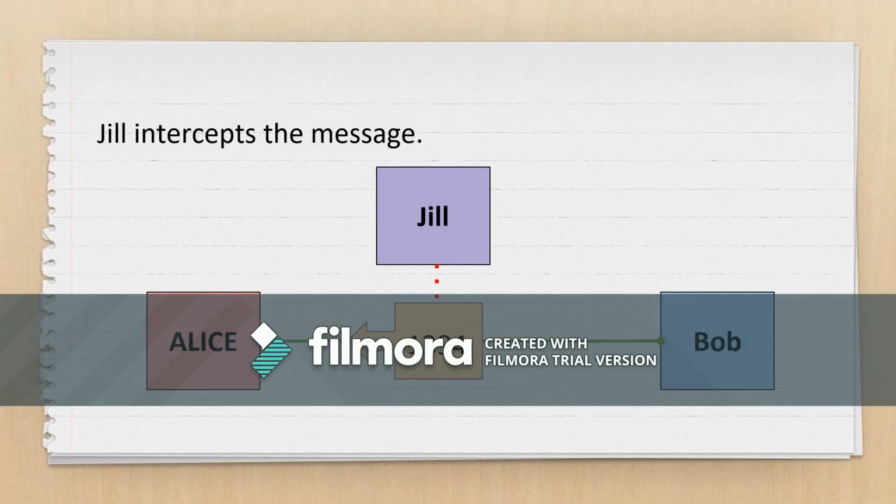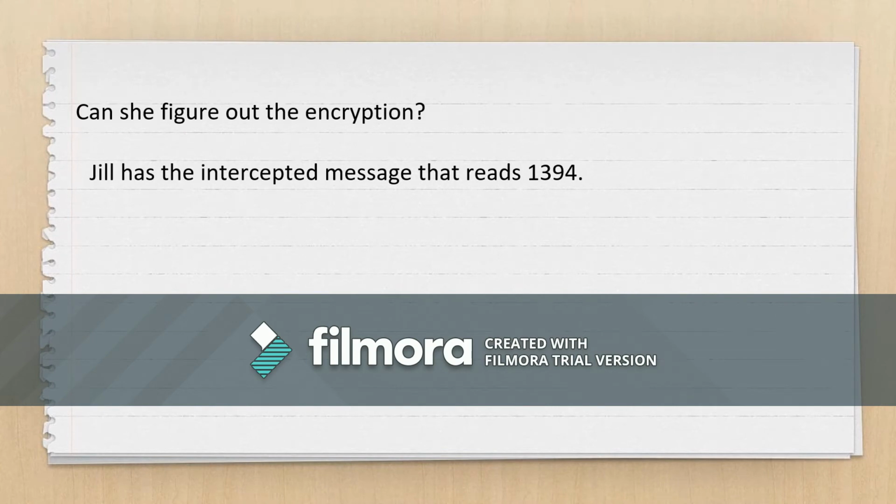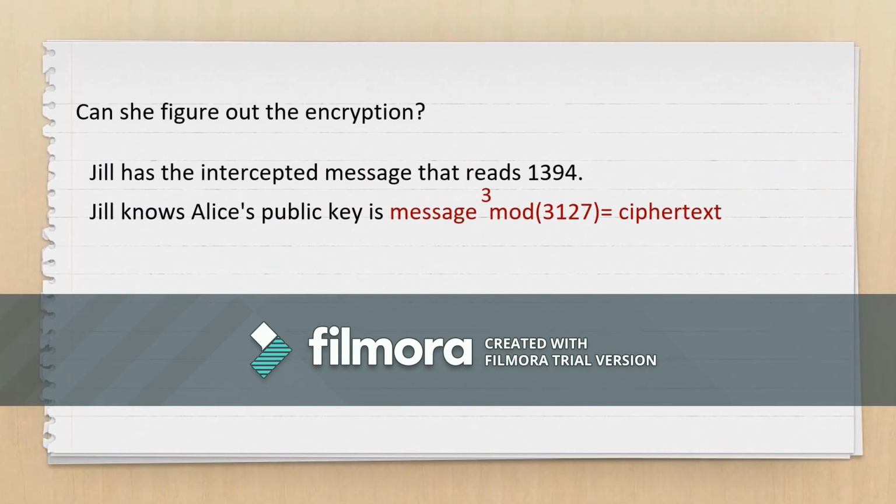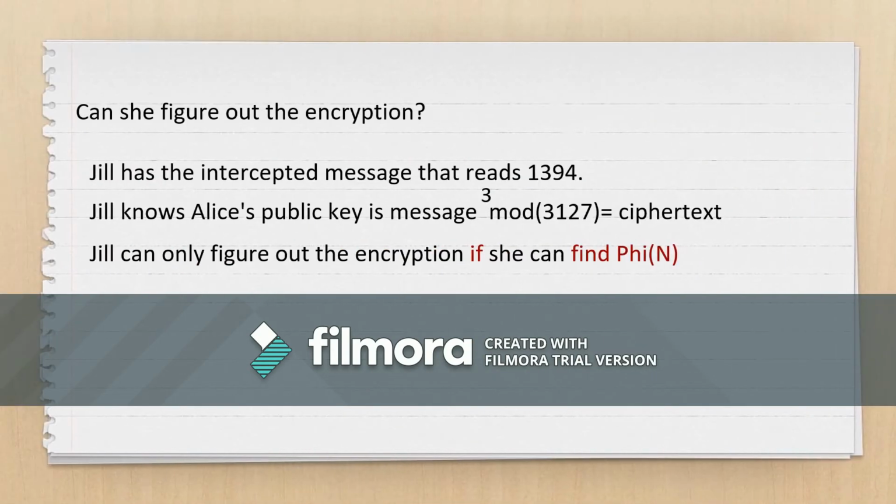Going back to the visual diagram, Jill intercepts the message. Can she figure the encryption out? Jill has the intercepted message that reads 1394. Jill is missing two whole variables. All she knows is Alice's public key. Jill can only figure out the encryption if she can find phi of n. However, to find phi of n, she will need the prime factors that generated n, which she does not have.